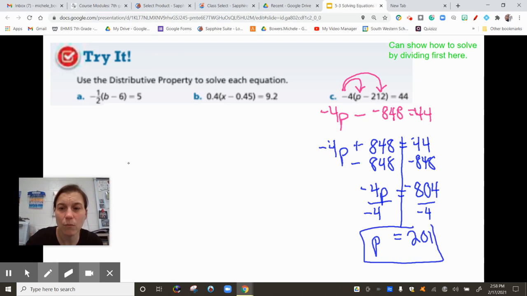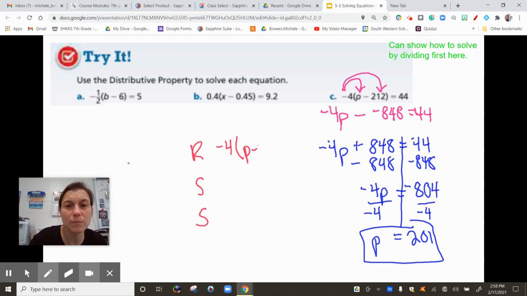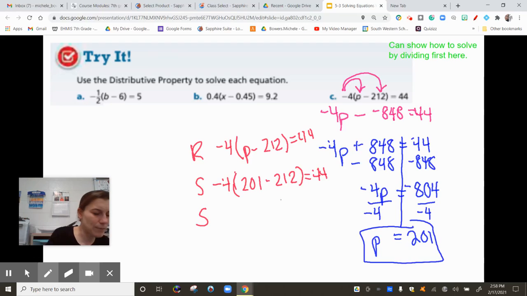So there I go. Now when I go to check this and I RSS it, then I have to make sure that I rewrite it exactly as it was. So negative 4, and then in parentheses was the P minus 212 equals 44. But you can just use a calculator, type negative 4, and then 201 minus 212, enter, and I get 44. So 44 equals 44, check.